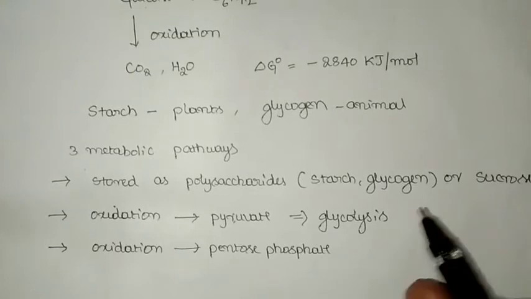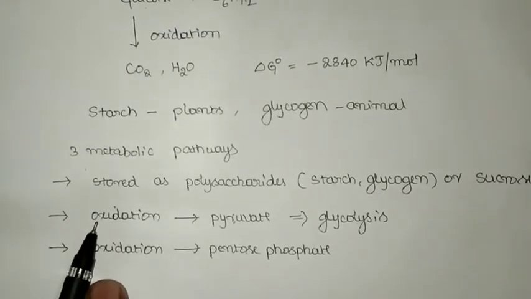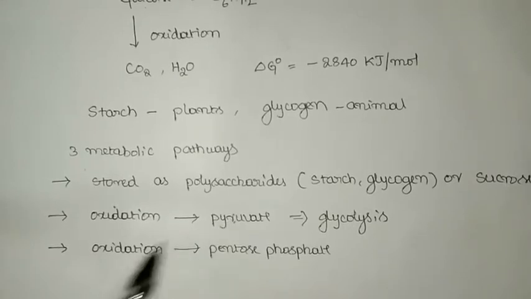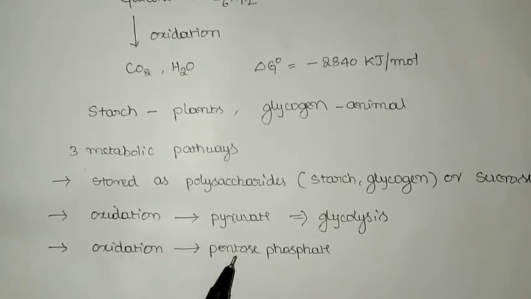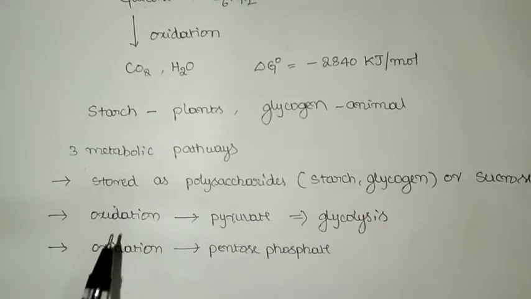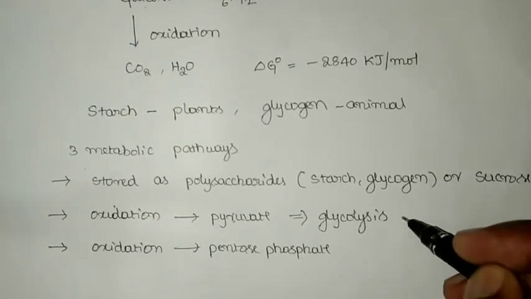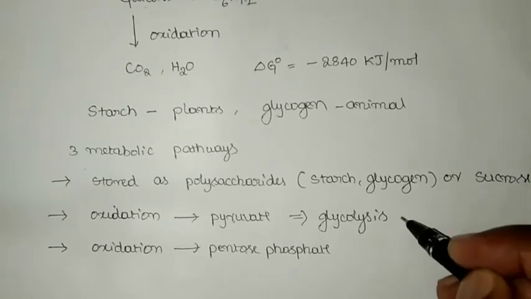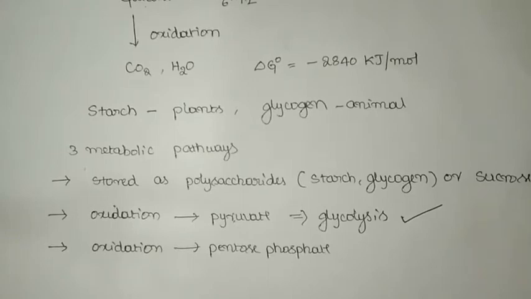Pentose phosphate. So here we said, through oxidation, glucose will produce pyruvate, which is a 3 carbon compound. And here, through oxidation, it will produce pentose phosphate through the pentose phosphate pathway. So these are the 3 important metabolic pathways in respect of glucose. And in this video, we shall give a detailed discussion about one important metabolic pathway of glucose, which is nothing but glycolysis.